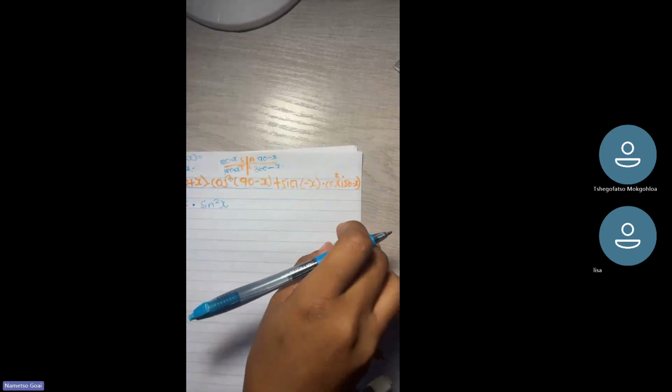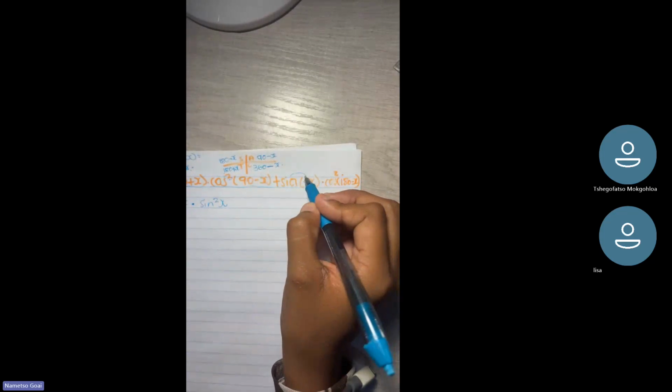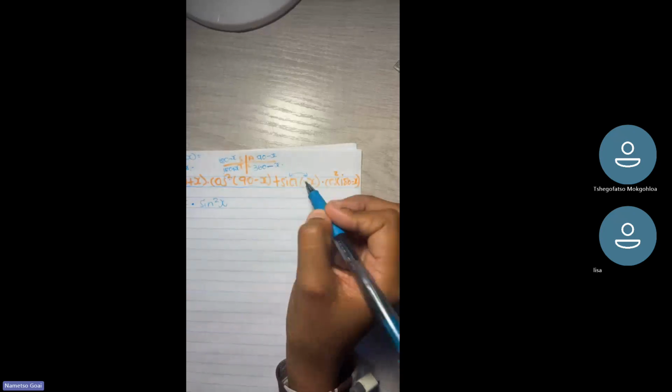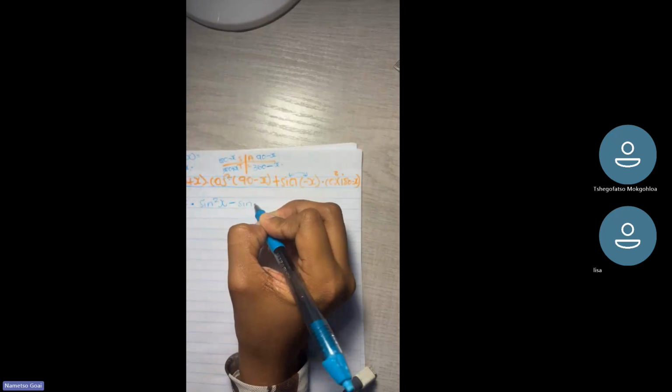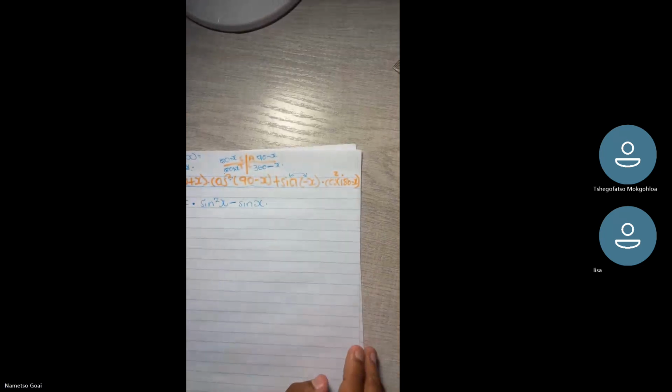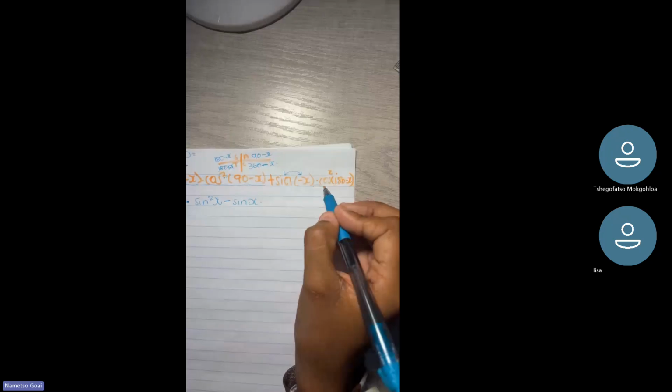Okay, now moving on to this. So we have sine multiplied by negative x. This one is going to be relatively easy, because all you have to do is multiply between the two. So we're going to have negative sine x, right?